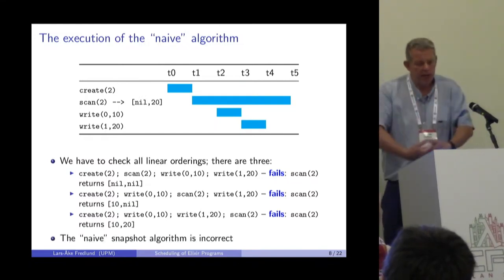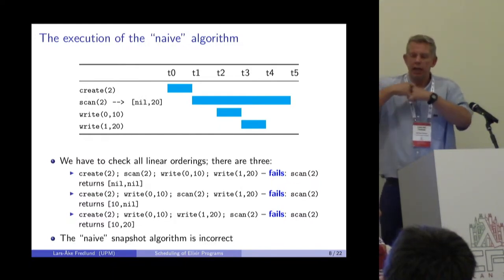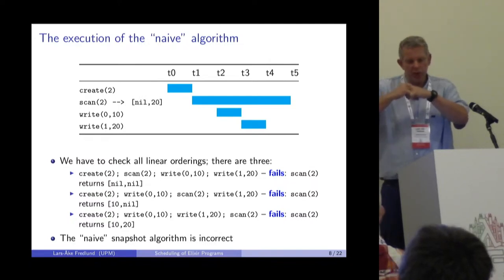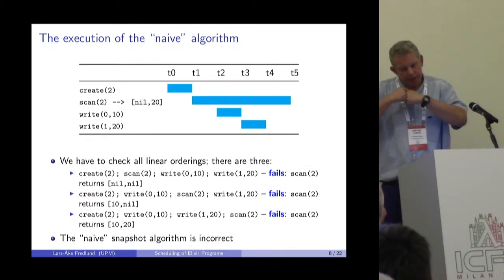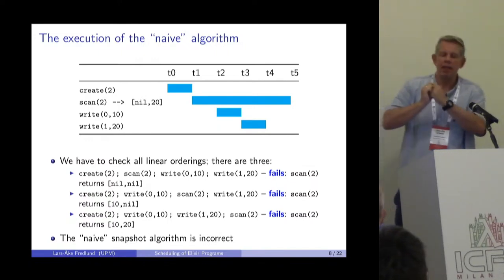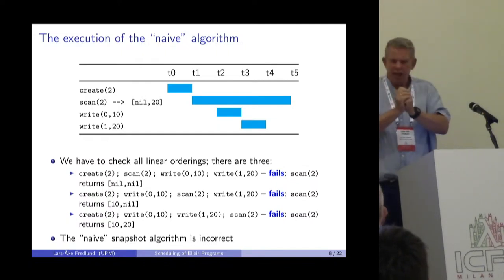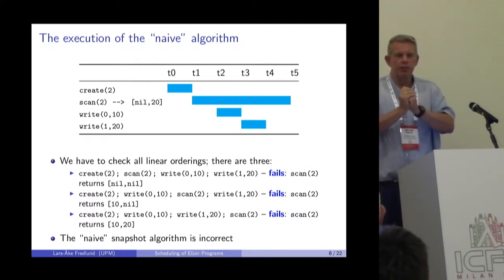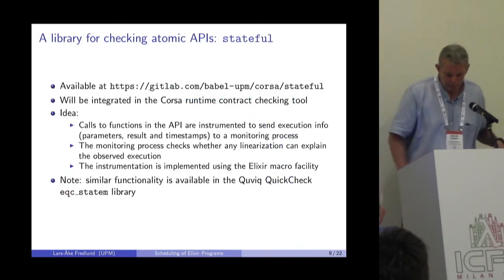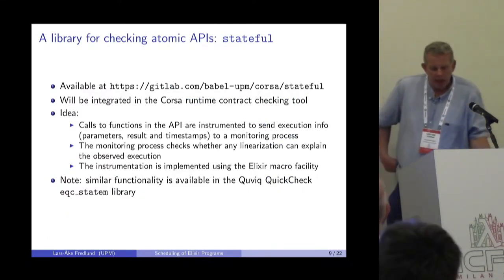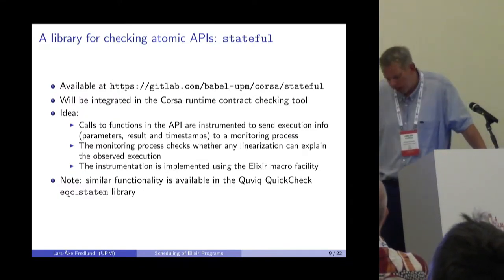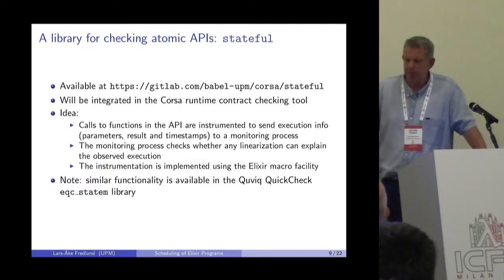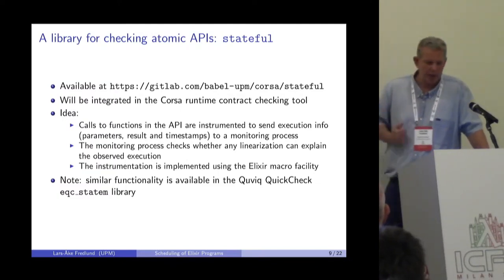So there is no way we can linearize these operations, these calls, and explain the behavior of the concurrent execution. So if we take as given that we want the snapshot API to be linearizable, this naive implementation doesn't do. Okay? It's buggy. So what we have done, and this is not really the aim of this talk, or this paper at least, but a separate thing that hasn't been published yet. We're in the process of publishing, that's why I'm speaking about it.